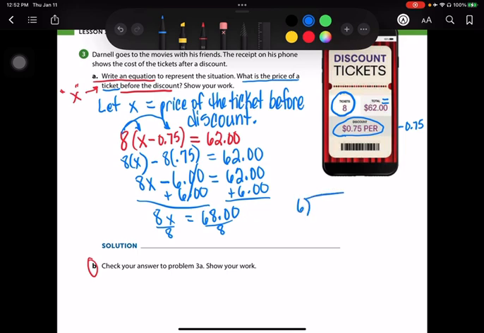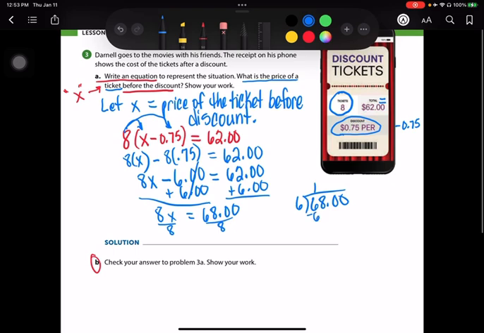So we have 8 divided into 68 hundredths. It goes into itself one time. Subtract. Bring down my 8. Goes in one time.